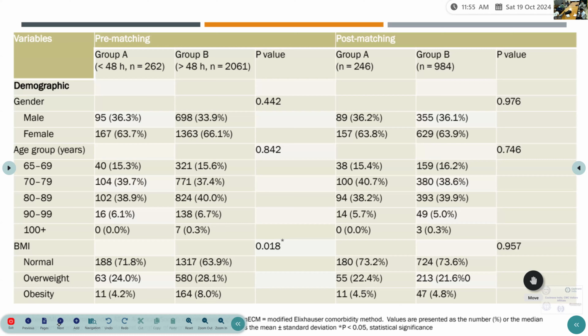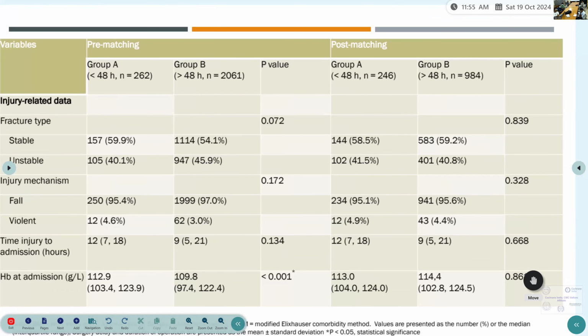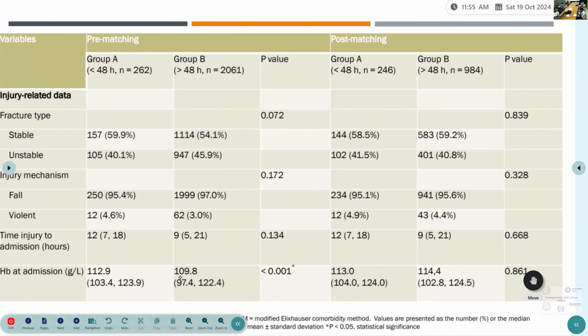So what happened after matching is that the numbers became very similar. We have 73% in the normal weight group, 22.4 and 21.6 in the overweight, and 4.5 and 4.8% in the obese group. So what we are basically doing is taking care of the difference that the patient being overweight would have caused to the outcome by matching the weight distribution of the two groups. Then continuing with some of the covariates, we can see that the hemoglobin at admission again was different for group A and group B, but then again after matching it becomes 11.3 and 11.4, and there is no difference.